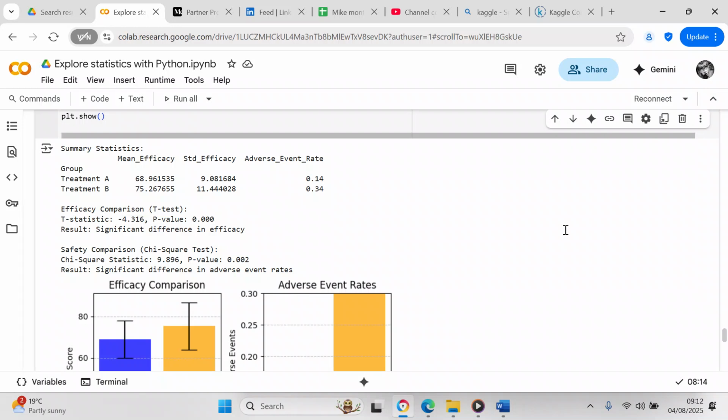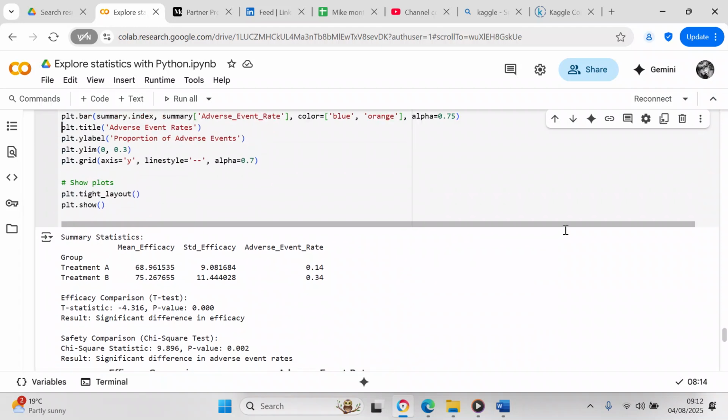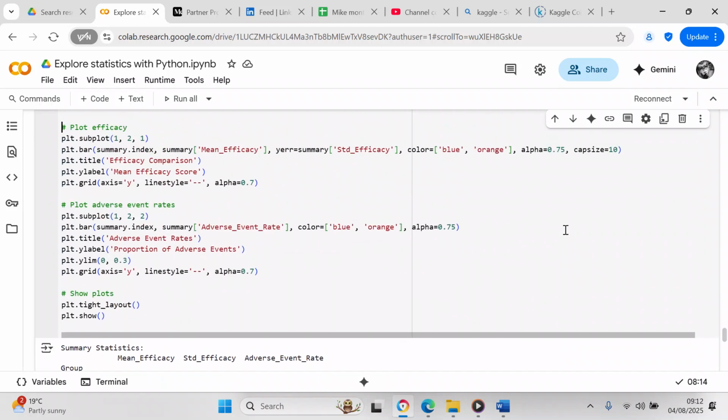And then the safety comparison of the chi-square test. The chi-square statistic is 9.896, and the p-value is 0.002. And again, that is less than 0.05, so there is a significant difference between the values. So that means the null hypothesis has to be rejected, and the alternate hypothesis is accepted.